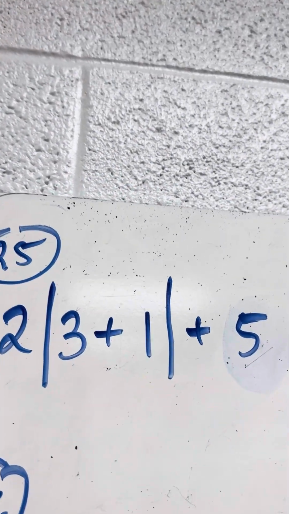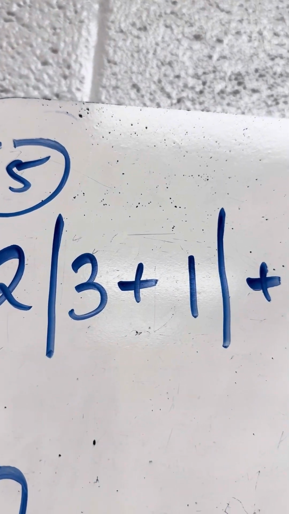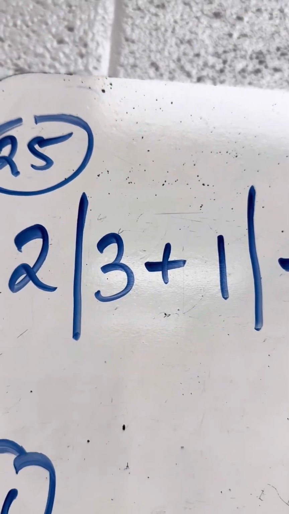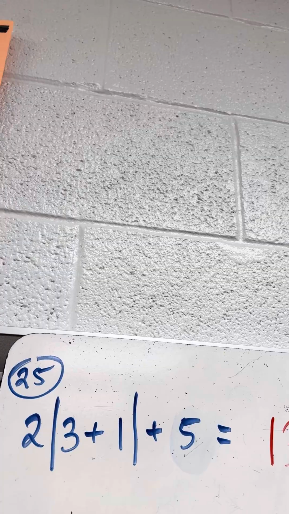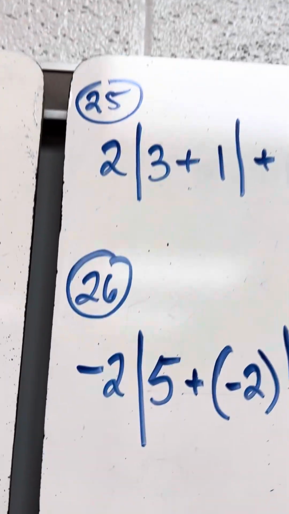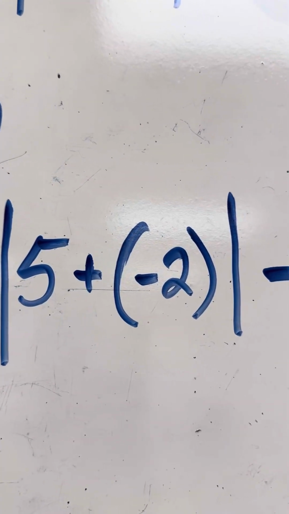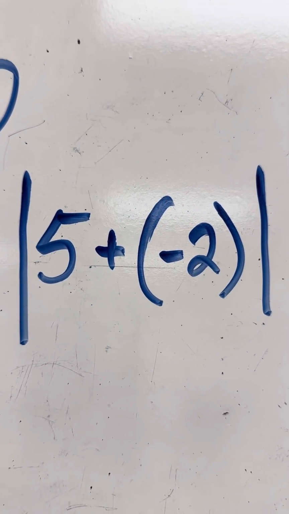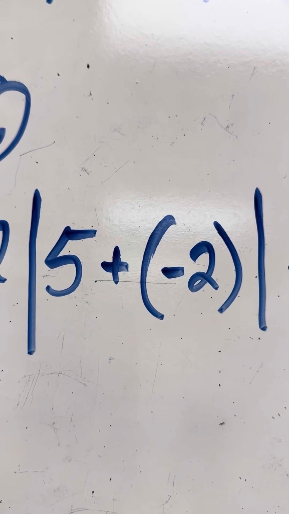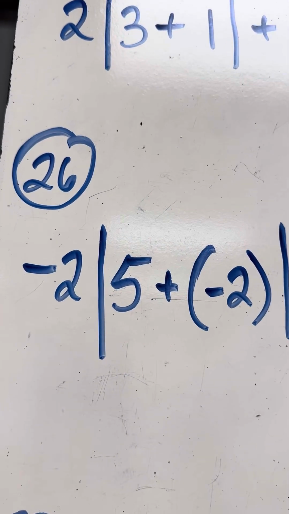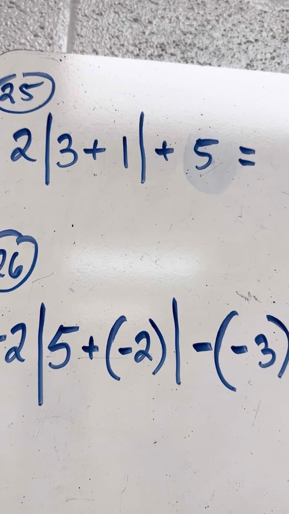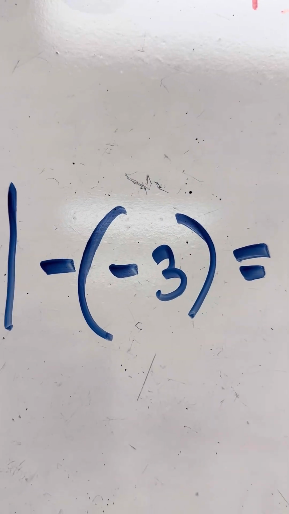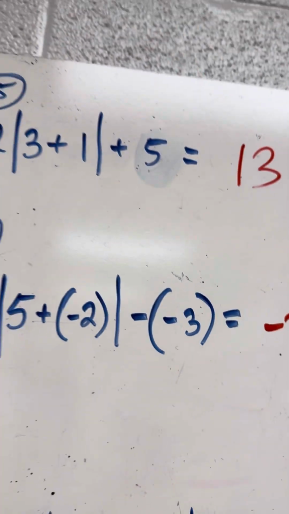The absolute value of 3 plus 1 is 4. 2 times 4 is 8. 8 plus 5 is 13. The absolute value of 5 and -2 is 3. -2 times 3 is -6. -6 plus 3 is negative 3.